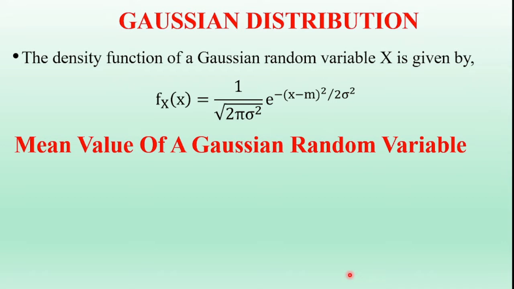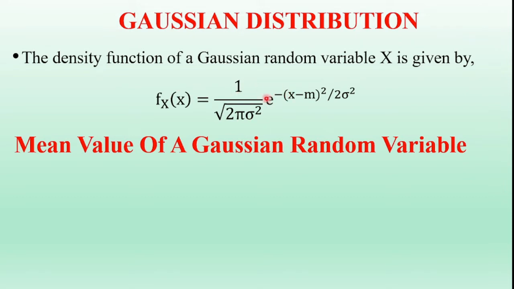In this video, I am going to derive the mean value of a Gaussian random variable. First of all, the probability density function of a Gaussian random variable is f_X(x) = 1 by square root of 2 pi sigma square e power minus of (x minus m) whole square by 2 sigma square. In this equation, capital X is the Gaussian random variable and small x is the value of the Gaussian random variable. Small m is the mean value and sigma square is the variance of the Gaussian random variable.